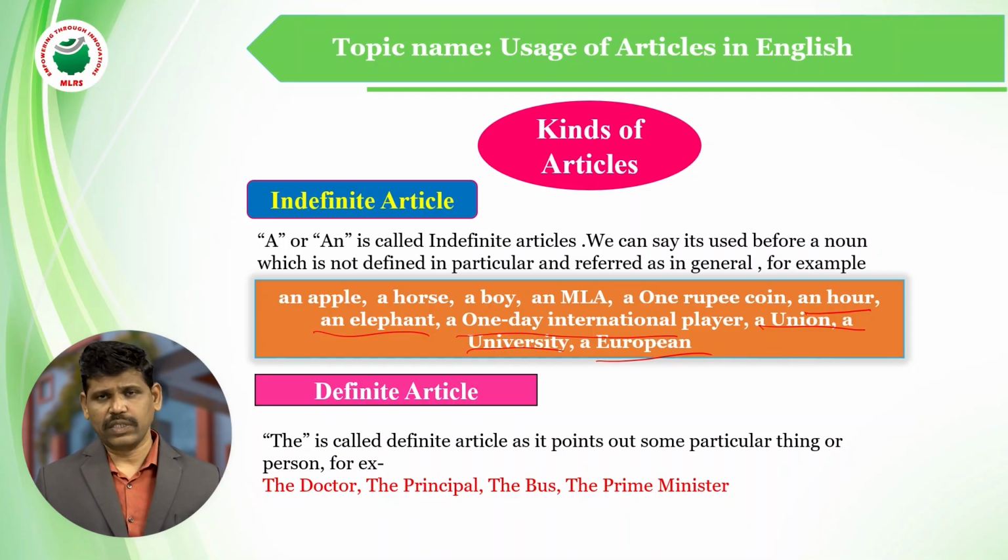So what is a definite article? The is called a definite article. It points out some particular thing or person. For example, the doctor, the principal, the bus, the prime minister. These are the finest examples of the definite article.